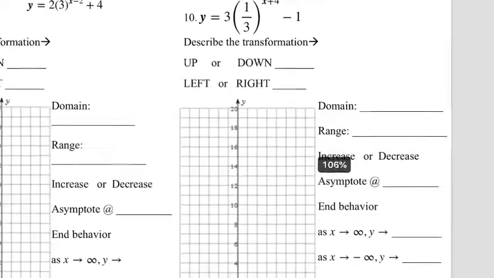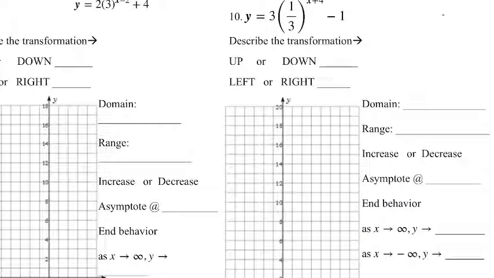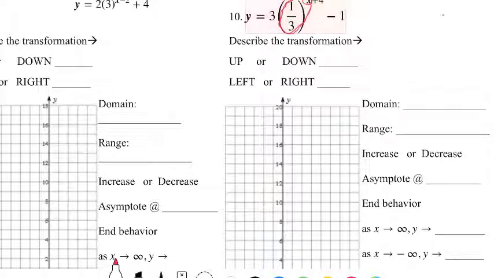So let's look at 10. Our parent function. How we know what our parent function is: our x is in the exponent, and our 1/3 is the base of our exponent. So that would be our parent function. If we were asked to write our parent function, we would have y equals 1/3 raised to the x power. But we don't. We're worried about our transformations. Our transformations are given for us to fill out.